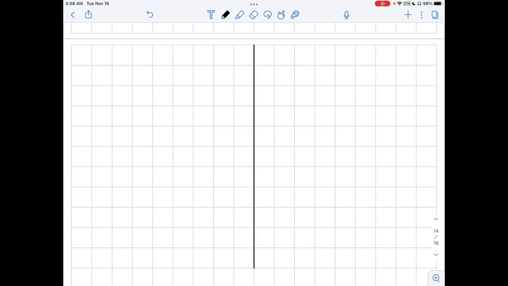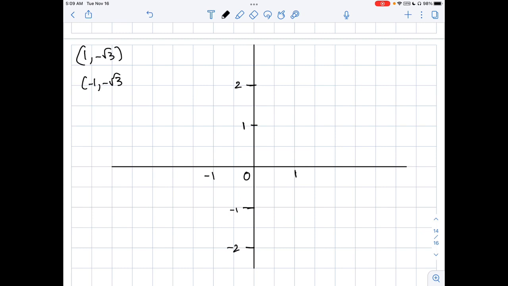Y-axis and the x-axis. Origin, 1, minus 1: this will be positive 1, this will be negative 1, this will be 2, and this is negative 2. Then the roots are 1 comma minus root 3 and minus 1 comma minus root 3. So 1 comma root 3 maybe comes over here.